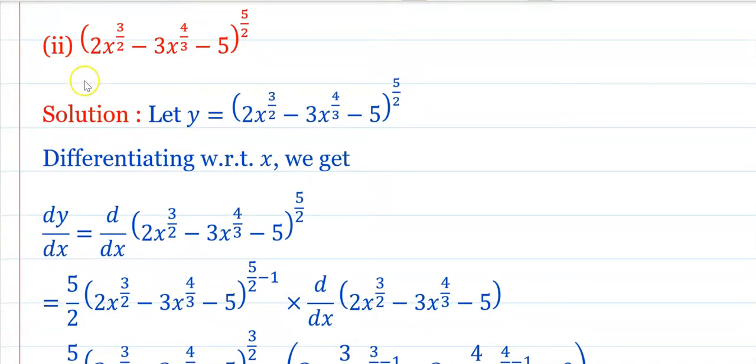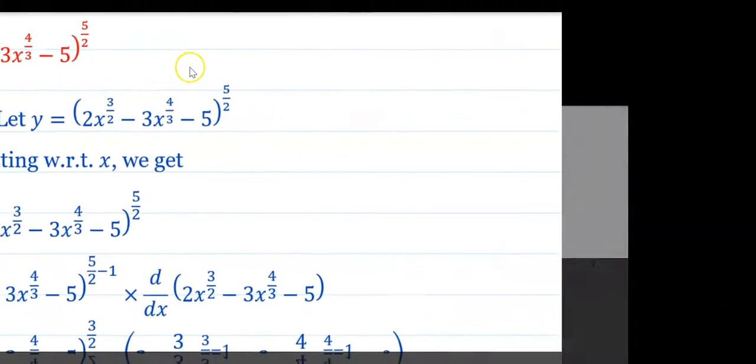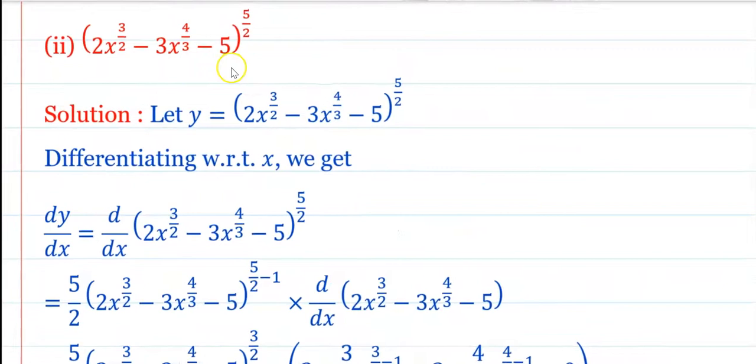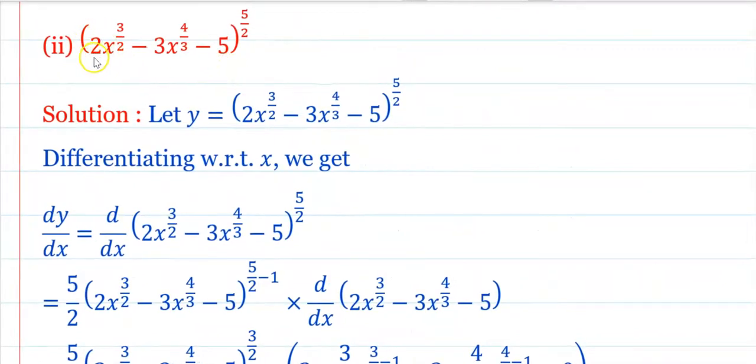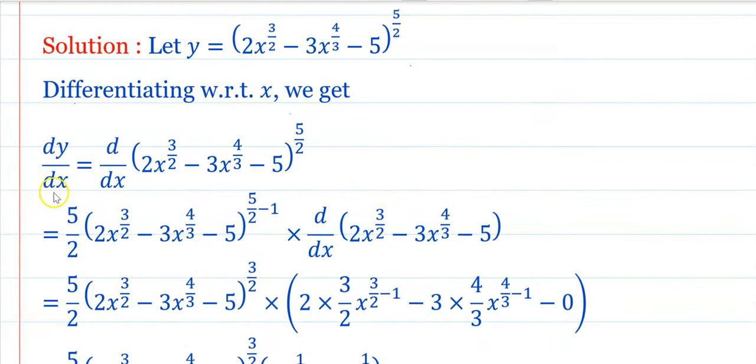Now the next problem. In brackets, सर्व algebraic functions यामध्ये घेतलेले. In bracket 2 x raised to 3 by 2 minus 3 x raised to 4 by 3 minus 5 and whole bracket is to 5 by 2. Let y is equal to. Okay. Now differentiate this with respect to x. Okay. Direct आता इथे differentiate without using u. Okay. Therefore, dy by dx is equal to.